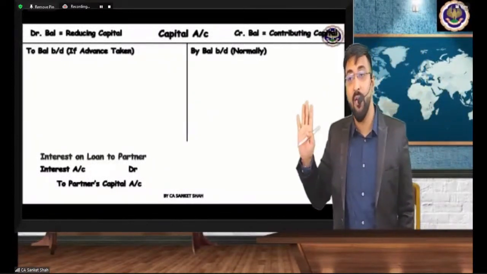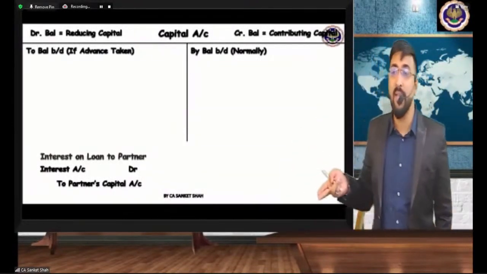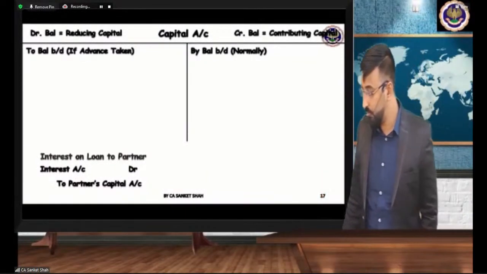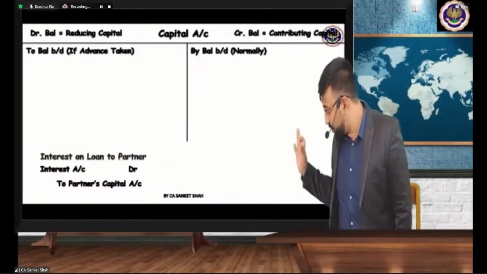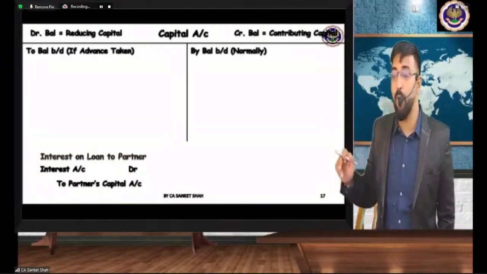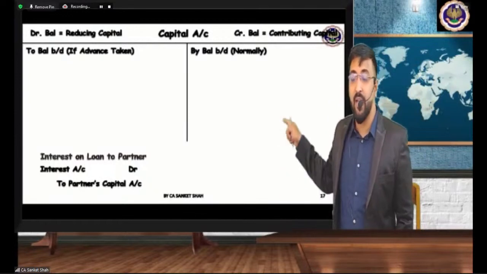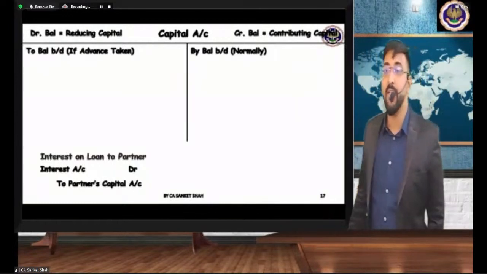It's okay. Those students who answered wrong, it's okay. Rectify your answer in next question. So interest on loan. He is our creditor. So write down first pro forma, capital account. Done with the pro forma. And write down after half page this entry. Entry number 1, interest on loan to partner.